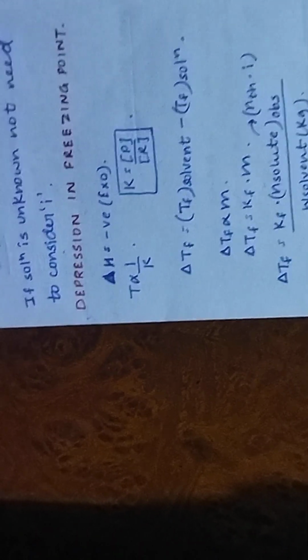Depression in freezing point. Delta Tf is equal to Tf of solvent minus Tf of solution. Delta Tf is directly proportional to m. Okay.